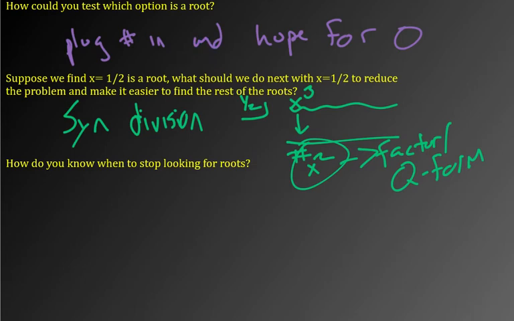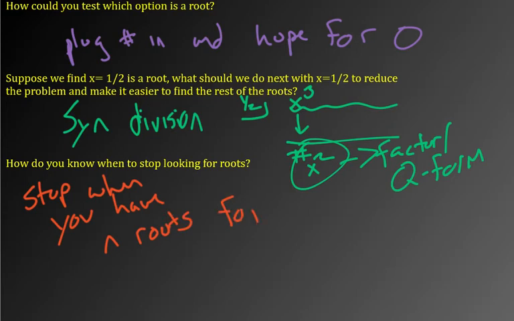And last question, how do you know when to stop? Well, basically you stop when you have n roots for some x to the nth kind of polynomial, right?